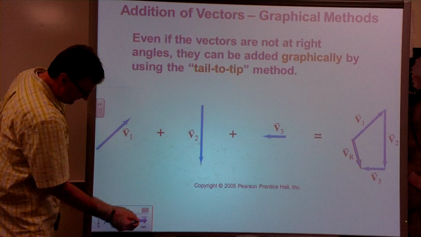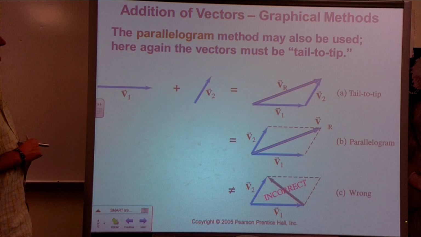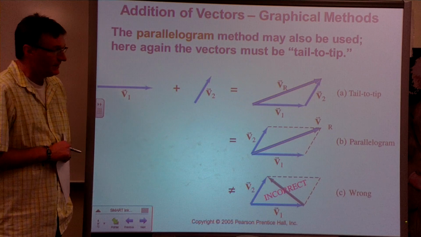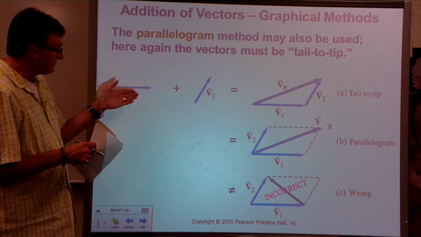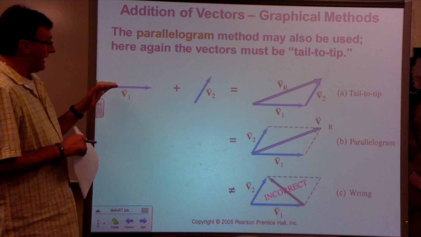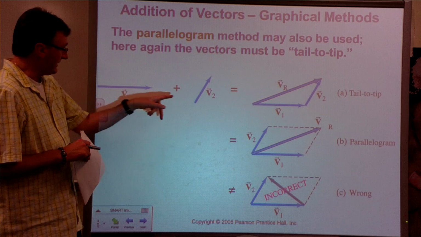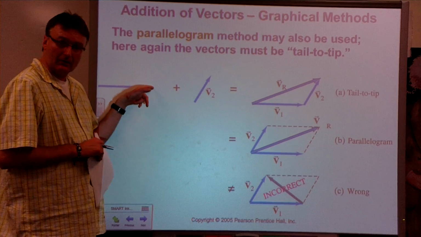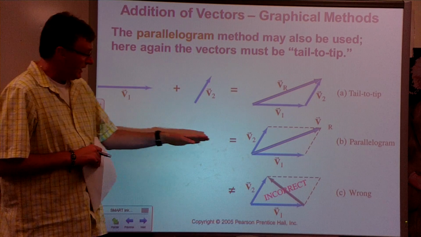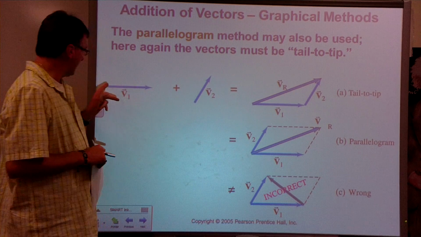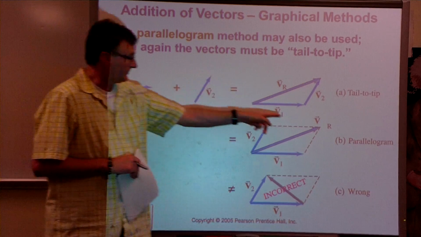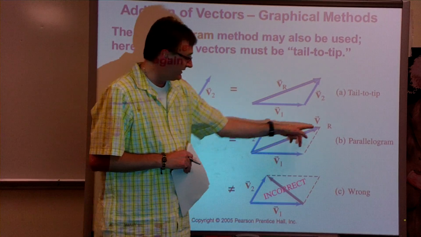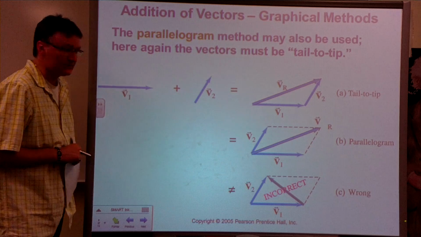Okay, so just a little bit more on the tail to tip method. Anytime that you're adding two vectors together like so, you want to put the tail of one to the tip of the other one, and your resultant will be from the tail of the first one to the tip of the second one. And that gives you the resultant vector.